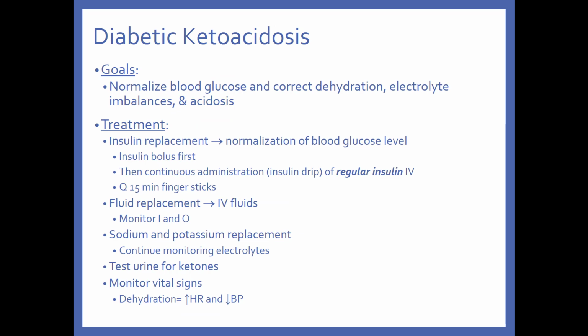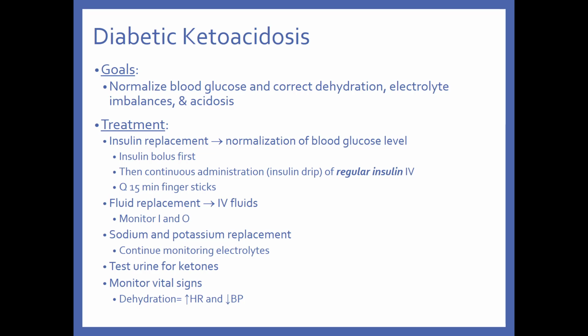So the main goals in treatment for DKA, we want to normalize the blood glucose level, we want to correct the dehydration, and correct any electrolyte imbalances and the acidosis. So insulin replacement is a must. Obviously, it's one of the highest priorities. We need to normalize the blood sugar level so that the body will stop producing the ketones.